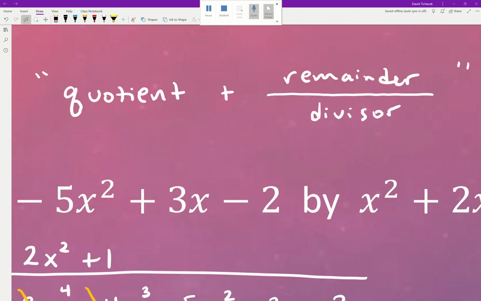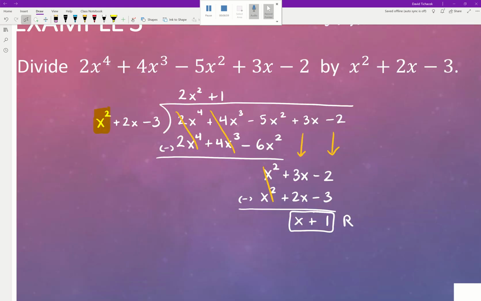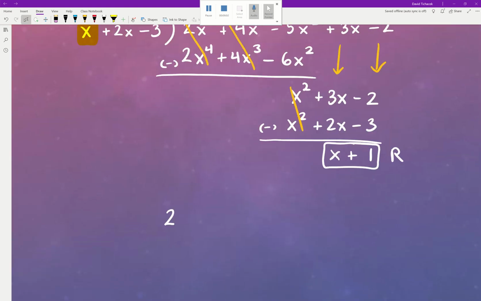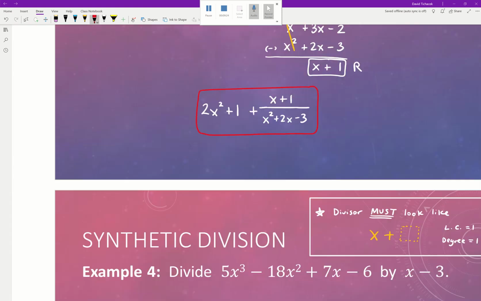So I've written that up here. The way that you'll always write your answer, since your answer is called the quotient, we're going to go ahead and write our quotient plus the remainder over the divisor, okay? So because the remainder is not 0, this is the way that we're going to go ahead and write our final result. So our final result is the following. We had a 2x squared plus 1, and then we're going to tack on a plus the remainder, which was x plus 1, over the divisor, which of course was x squared plus 2x minus 3. And that will represent our final answer after this long division here. So just making sure that we are aware of those situations where the remainder does not turn out to be 0, we know how to write our final answer.